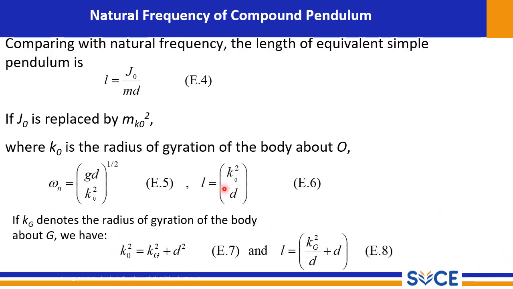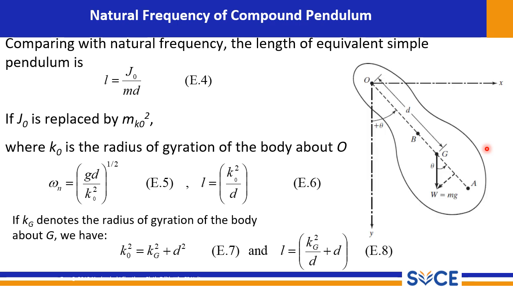Building on our understanding with respect to the compound pendulum, let's delve into some further relationships and insights. We already derived the natural frequency, and now we will explore how it leads to the simple pendulum and the concept of radius of gyration. We can compare the natural frequency of a compound pendulum to that of a simple pendulum. To do this, we have introduced the concept.